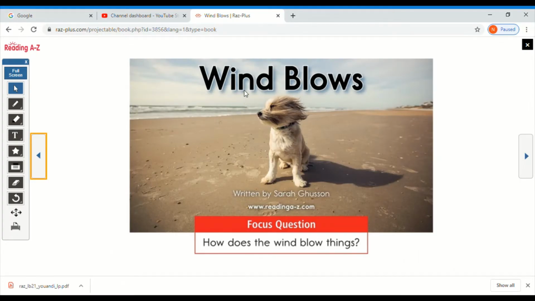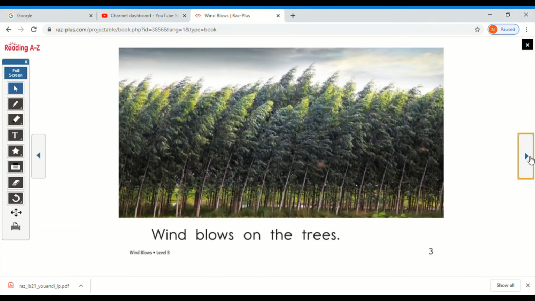Remember, the title is Wind Blows. Try reading it. And our focus question for today is, how does the wind blow things? So pay attention to the way things are moving when the wind blows. Okay, now I'm going to model looking at the picture and using the beginning sound.